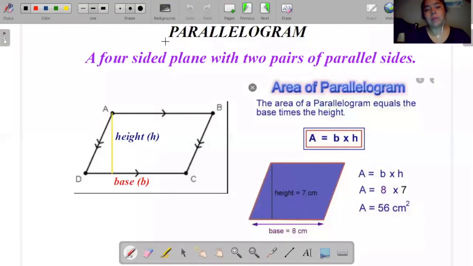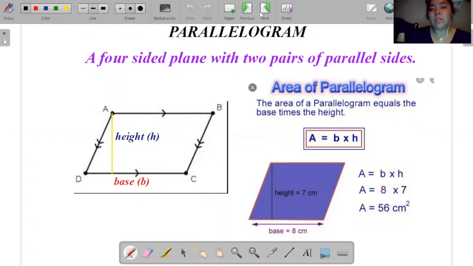So our last shape is parallelogram. So a parallelogram is a four-sided plane with two pairs of parallel sides. So here we have our parallelogram, and we have that this side here marked by one arrow, and this side here with one arrow are parallel to each other. And then we have this line here with two arrows is parallel to this line with two arrows. And to find the area of a parallelogram, our formula is A is equal to B times H, or base times height.